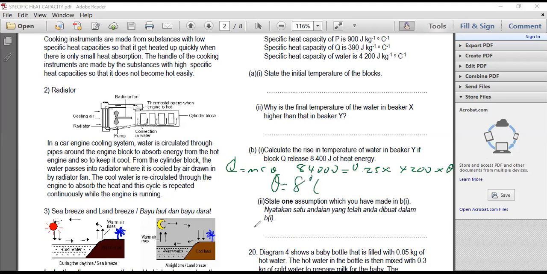Okay, so state one assumption. For this one we assume no heat loss to the surroundings.